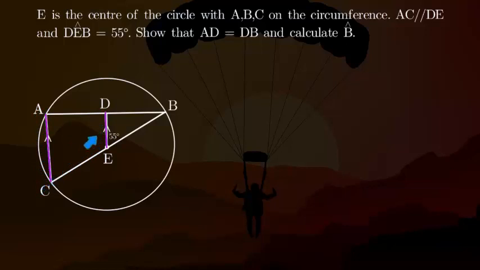Please remember, when we have parallel lines, it means that there might be alternate angles, there might be corresponding angles, and there might be co-interior angles that exist. So don't forget about it. And now we want to show that AD is equal to DB, and we also want to calculate angle B.